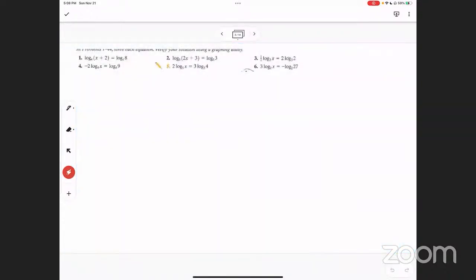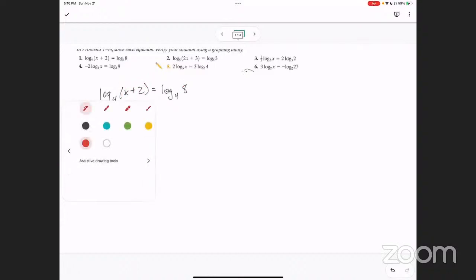This next one says solve each equation, verify the solution using your graphing utility. Log base 4 of x plus 2 equals log base 4 of 8. So you can just basically say, well, this must equal this, right? Technically what you're doing is you're exponentiating both sides, which means x plus 2 equals 8, which means x equals 6, and then check to make sure it works by plugging it in, and you'll see it does. So for number 1, x equaled 6.